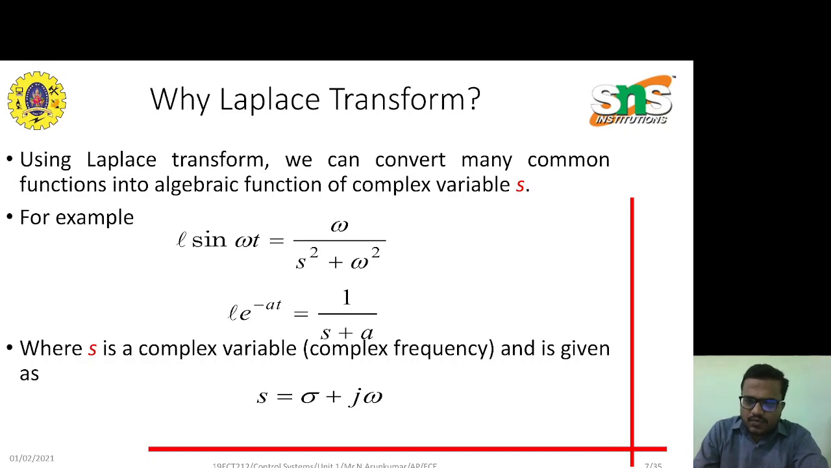There are some other properties, such as the Laplace of e power minus at equals 1 by s plus a. Like that, some examples are there. Here we are going to see how the Laplace transform is applied to convert a signal.